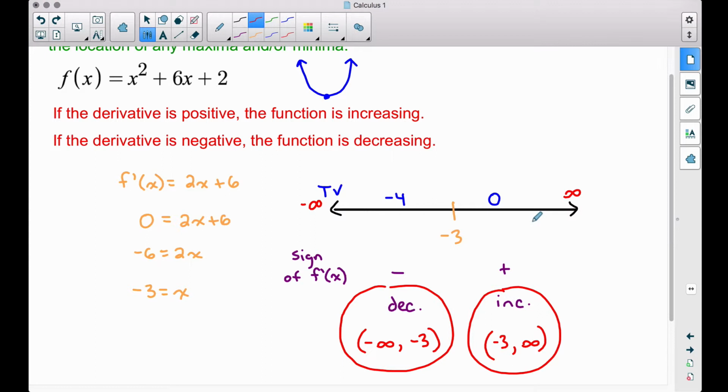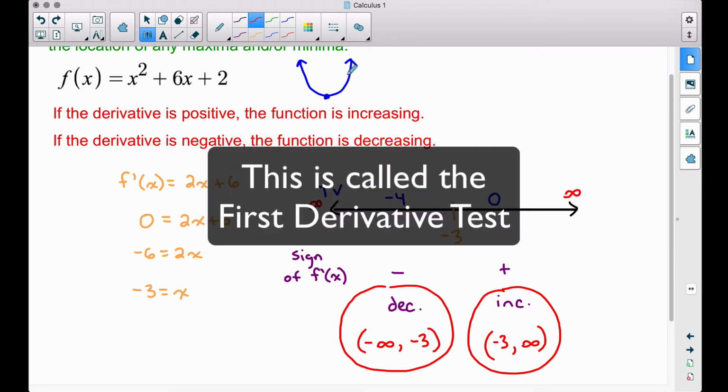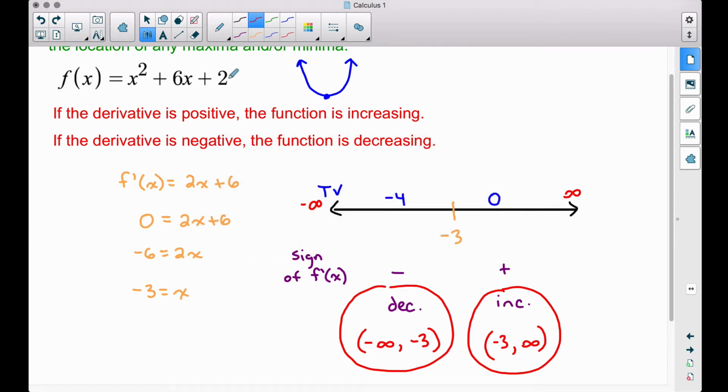Now, what about our maxima and minima? Well, this function, which is a rough sketch of this parabola, if our function goes from decreasing to increasing, you're guaranteed to have a minimum. Is it an absolute minimum? Well, you may need to do more calculus to determine that, but since this is a parabola, we're guaranteed to have an absolute minimum at this point.